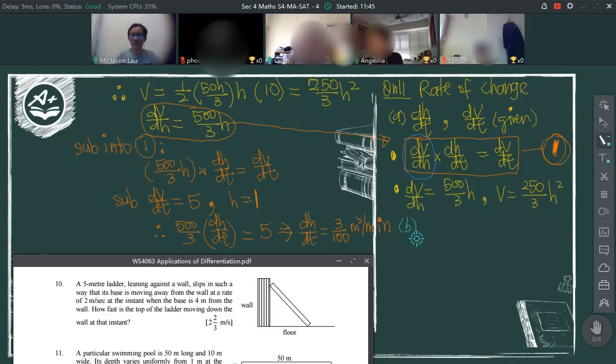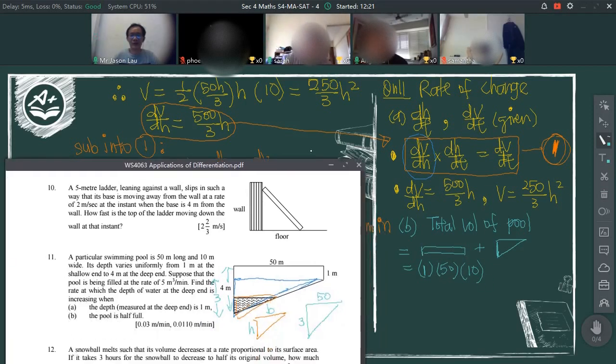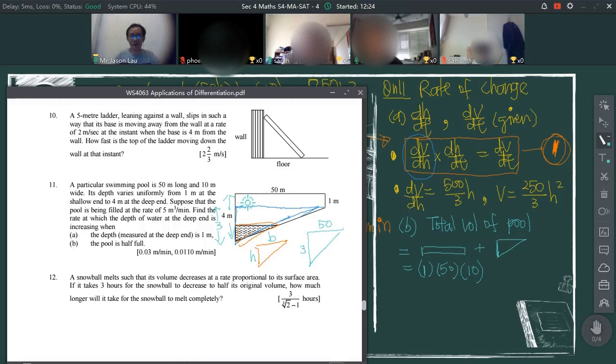What is meant by half full? To be half full, you need to calculate the total volume of the pool. The total volume is the volume made by the top rectangular part plus the volume made by the bottom triangular part. So there are two volumes there. One is the top part. Top part is 1 times 50 times 10. See the shape, 1 times 50 times 10. So the top part is here.